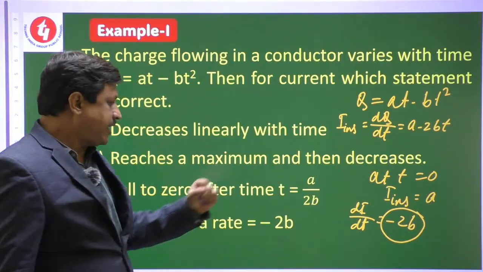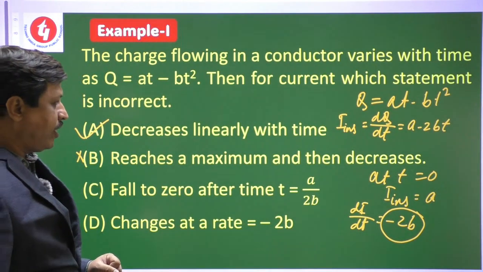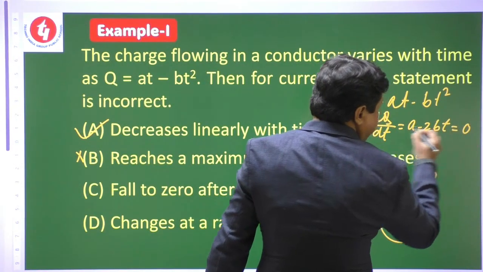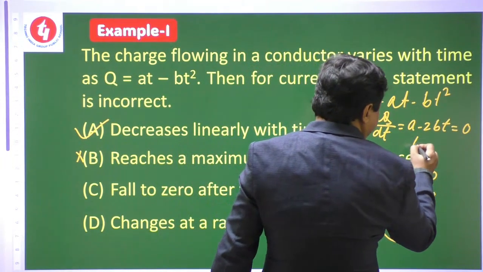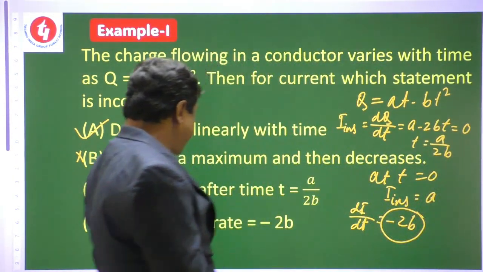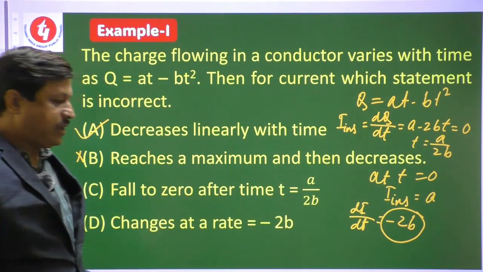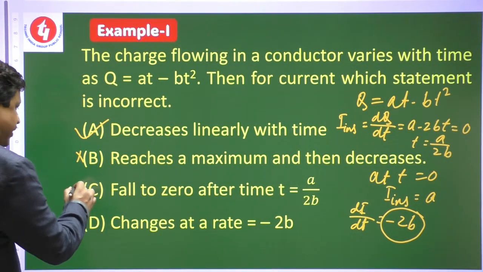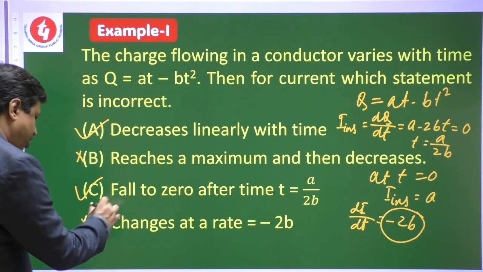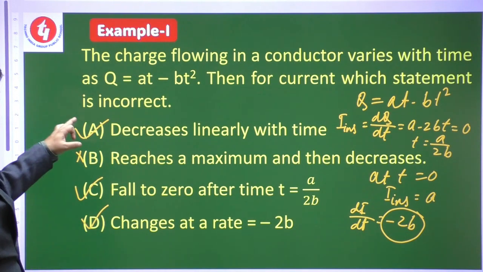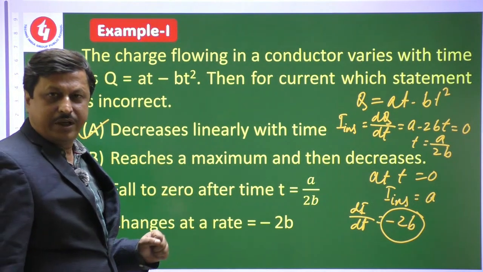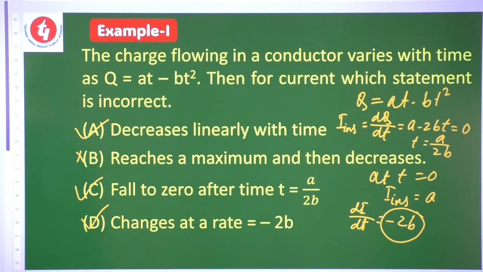Falls to 0 after time t = a/2b. At which time is the current 0? Say this value is 0, then t = a/2b. So the current is 0 after time t = a/2b, that is also right. And it changes at a rate of -2b, that is also correct. So these three, A, C, D, are correct, but B is wrong. Okay. Next question.